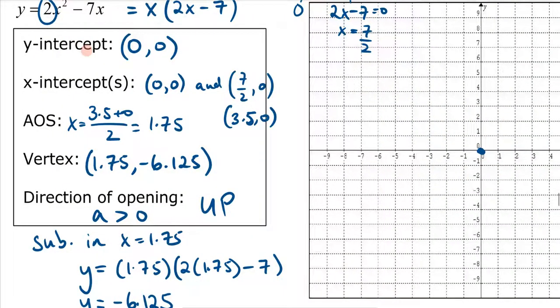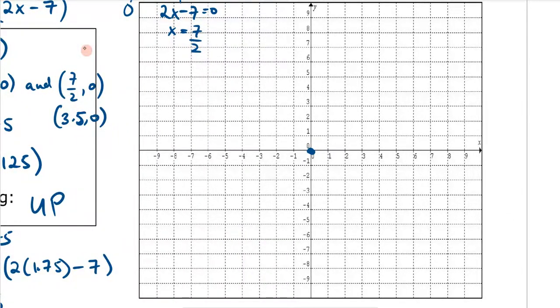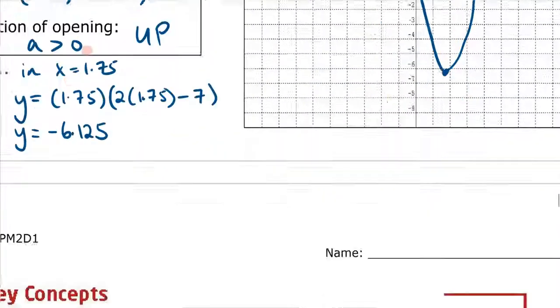Okay, so now we have the information we need to plot this graph. And here we go, 3.5 and 0. 1.75 and negative 6.125, maybe somewhere around here. And then we just draw a parabola as best we can. Remember, it's a sketch, so it doesn't have to be super accurate. Okay, and there you have it. And that ends this video.